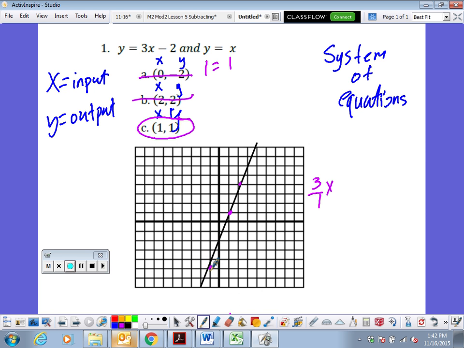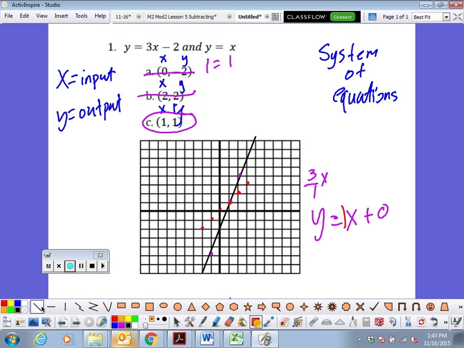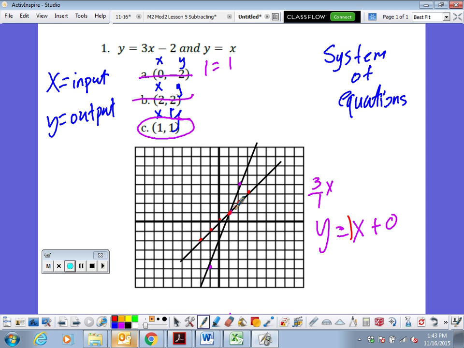I have y is equal to x. So y is equal to x. That's the same as saying y is equal to x plus 0. So my y-intercept is 0. I'm going to go to red here. And my slope is 1. So go up 1 over 1, or down 1 over 1. And in fact, they only cross right here, which is 1, 1.